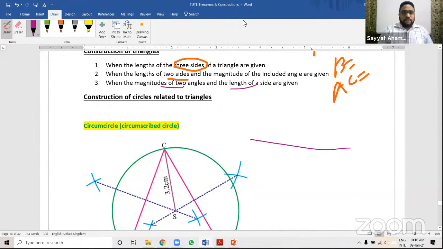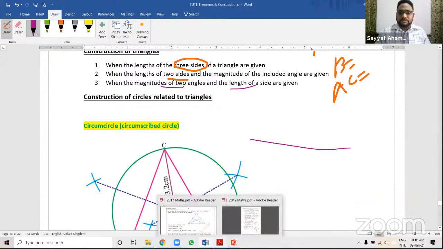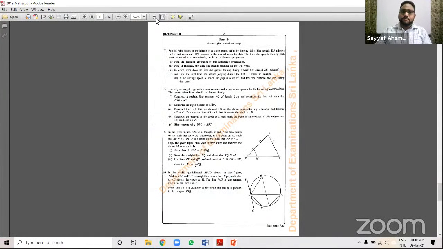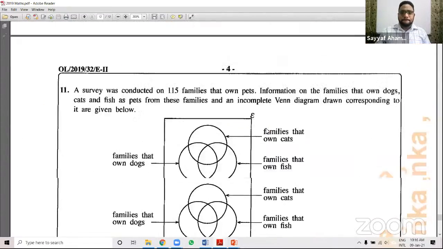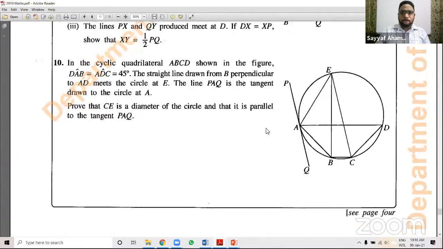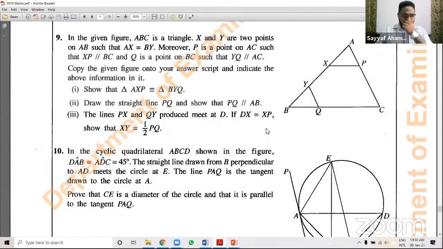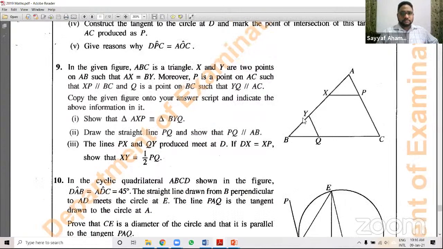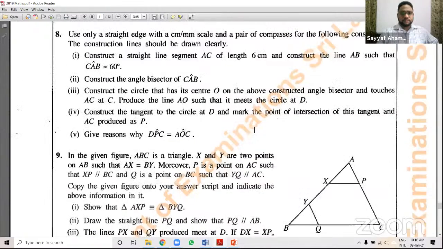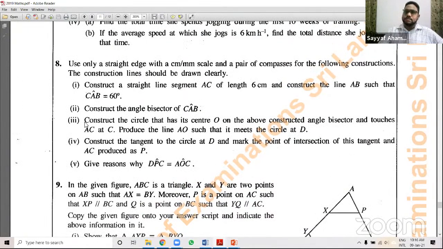Clear? Right. So the triangles can be given in three ways: all three sides, two sides and one angle, and two angles and one side. So look for it. The information given to us is very important. Say for example, if you look at one of the past papers, let's say the 2019 past paper, question number 8 is all about your construction.